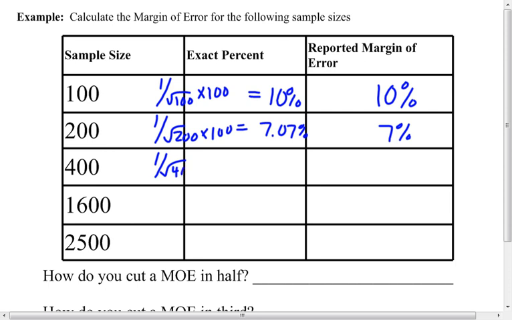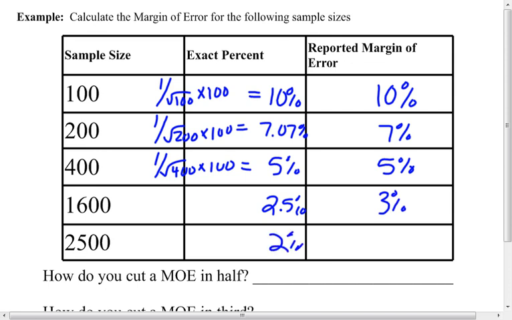Sample size of 400. I think you guys are seeing a pattern here. And that is 5% and does not need to be rounded because it's already there. I will tell you that you can check your sample size of 1600 and sample size of 2500. But this, you would get 2.5%, which rounds, of course, to 3%. And then here you would get 2%, which, of course, still gets reported as 2%.